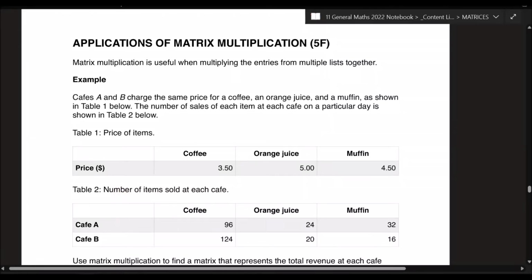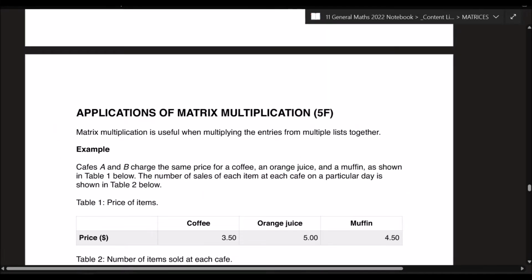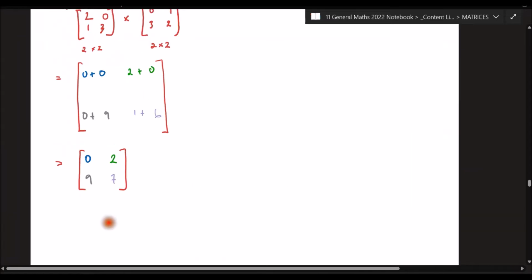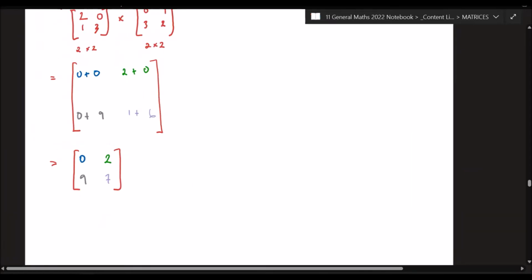Done 5E, or you weren't here for 5E, I highly recommend that you look at the video for it, or at least look at the annotated notes on OneNote so you can utilize that as well.